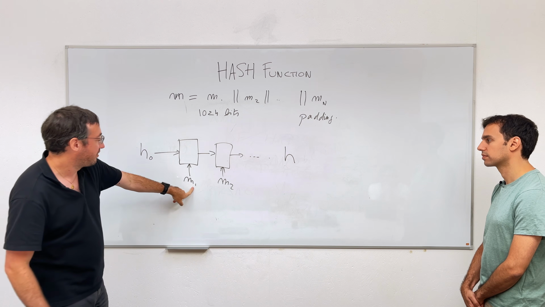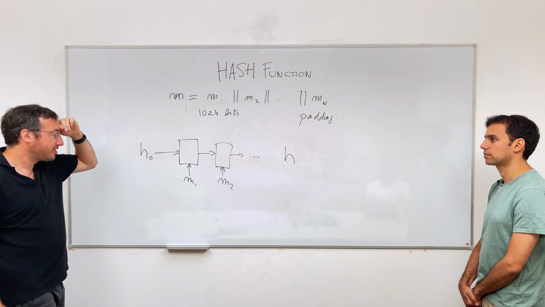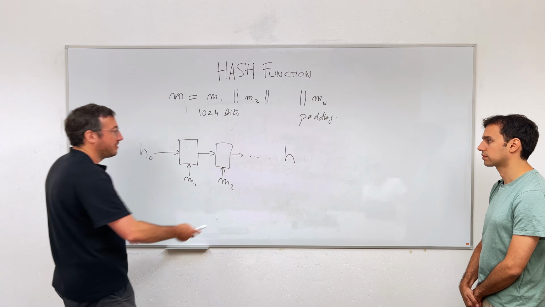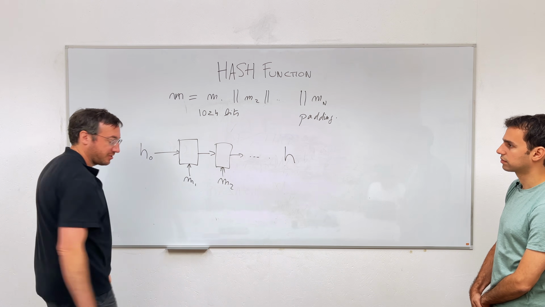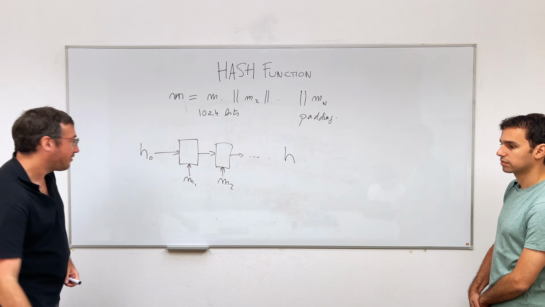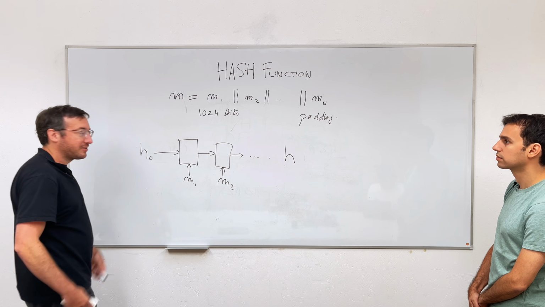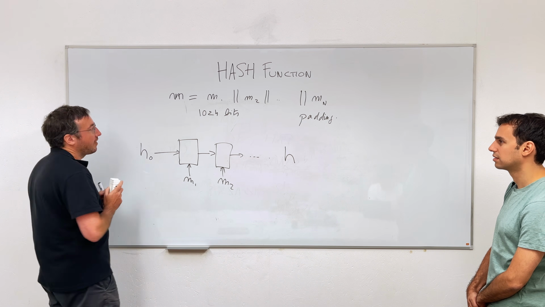If you have a different message block here, that value will be different, unless you're really not lucky. So what you want is that this guy depends on each single bit from each of those blocks. Yeah, that's how all hash functions work, but it doesn't tell you how the transform is done. So there's two ways to do it.